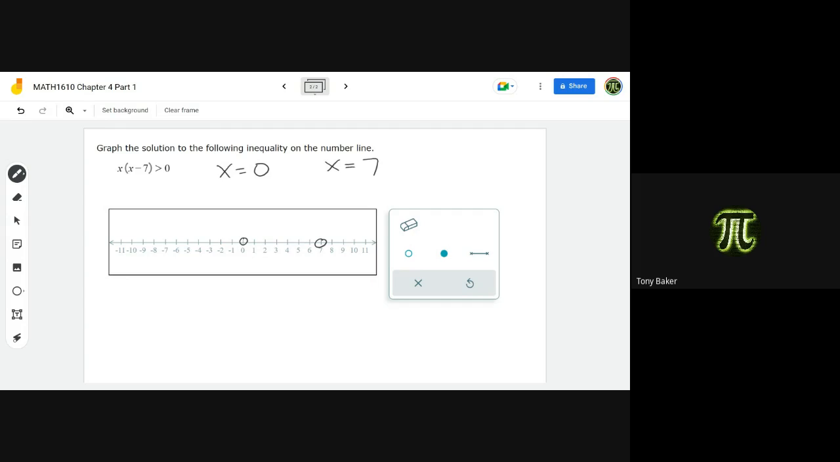So now what I need to do is test each of the locations. I'm going to pick a number on this side over here. Let's take -1. Pick a number here, we'll take 3, and pick a number here, we'll take 10. I just have to test to see if it's greater than 0 or not. So if I have -1 minus 7, I get -1 times -8, which is 8. Is 8 greater than 0? Yes, so that side's shaded.